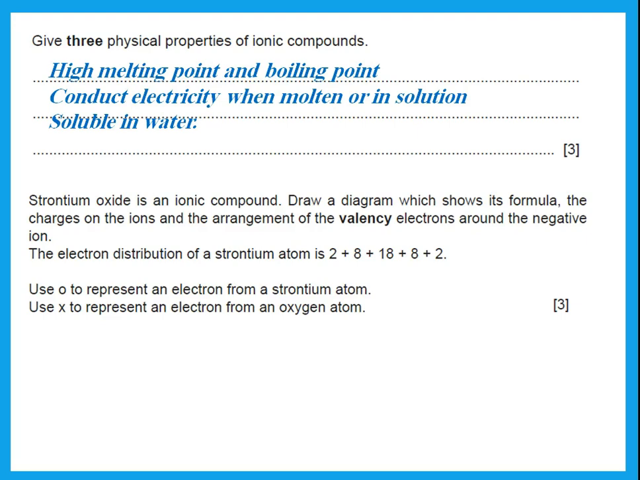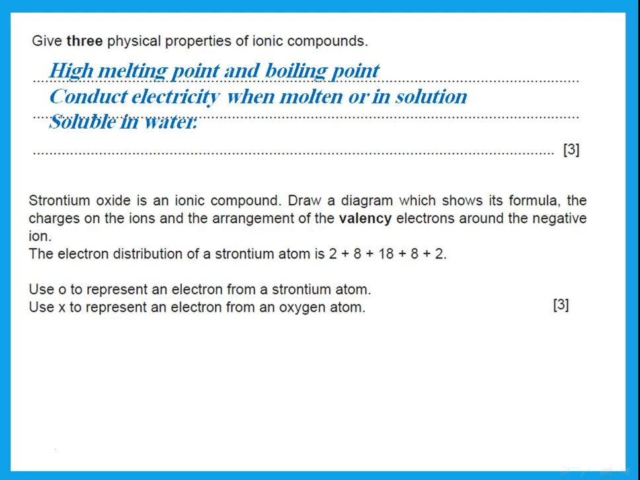In most of the questions, you'll be required to draw dot and cross diagrams. So here he's saying strontium oxide is an ionic compound. Draw a diagram which shows its formula, the charges on the ions, and the arrangement of the valency electrons. Again, I'm going to remind you that the word valency electrons means electrons on the outer shell. Okay, he wants the valency electrons around the negative ion.